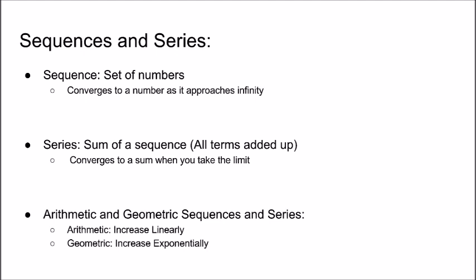Sequences are a set of numbers, and a series is a sum of a sequence. When a sequence is convergent, it tends toward a number as it approaches infinity. However, since a series is the sum of a sequence, when a series converges, the number produced is the sum. Two common sequences are arithmetic and geometric. Arithmetic increase linearly and geometric exponentially.